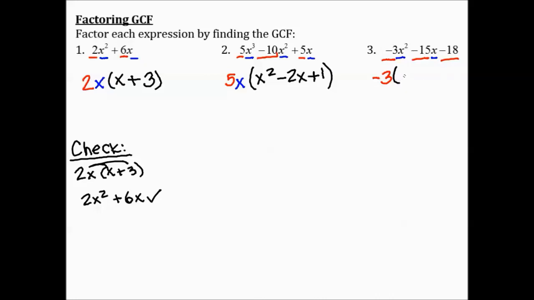If I divide all the terms by negative 3, I'm simply left with x squared plus 5x plus 6. Now, problems 2 and 3 can actually be factored more, but we won't learn how to do that until next class.